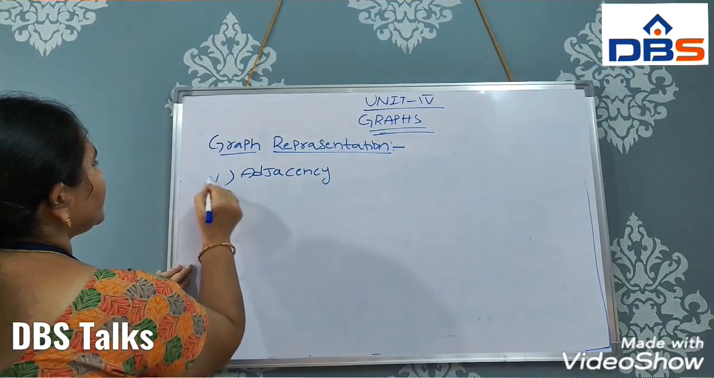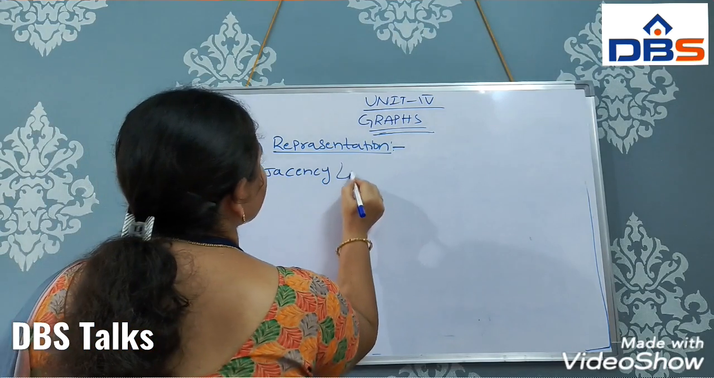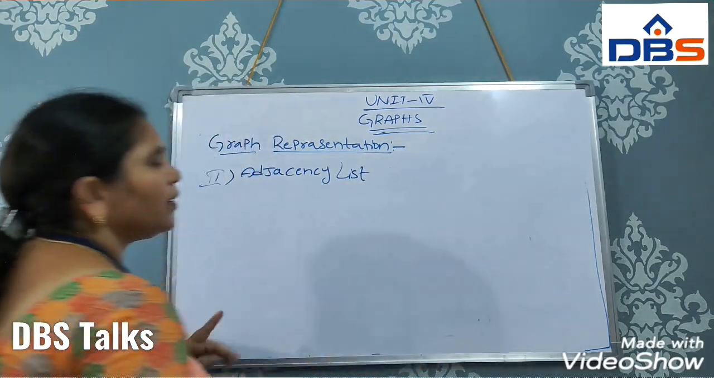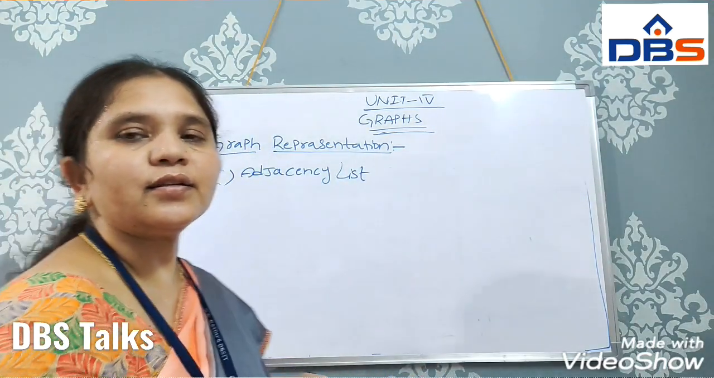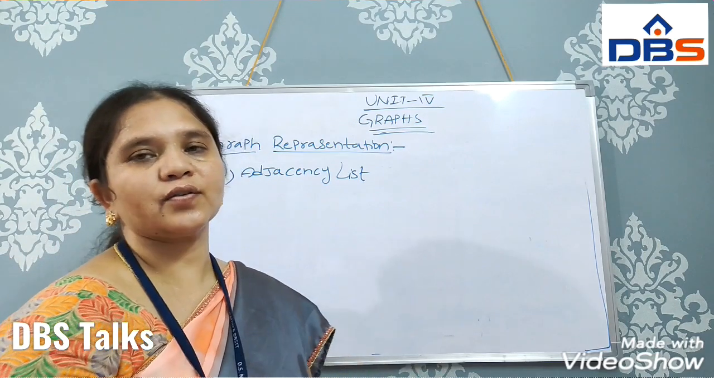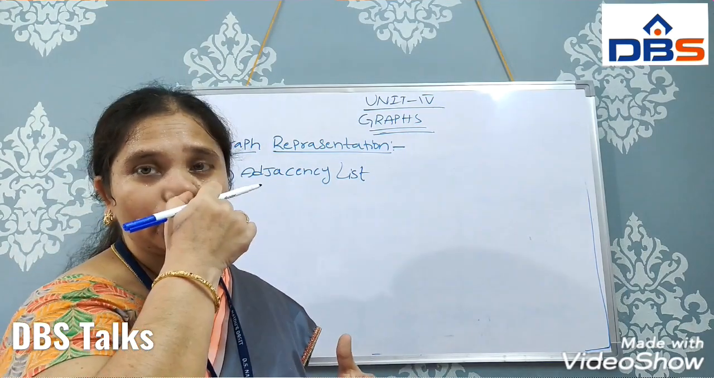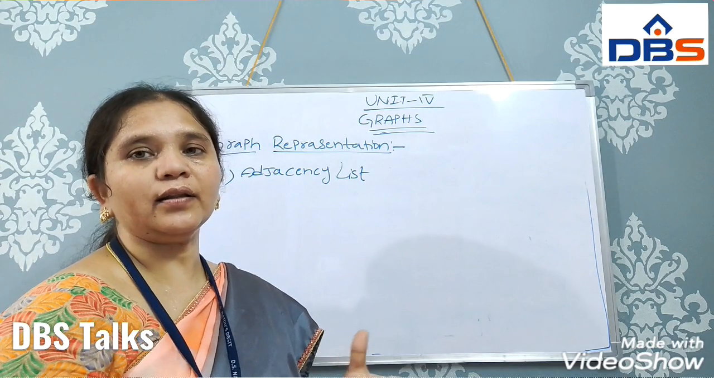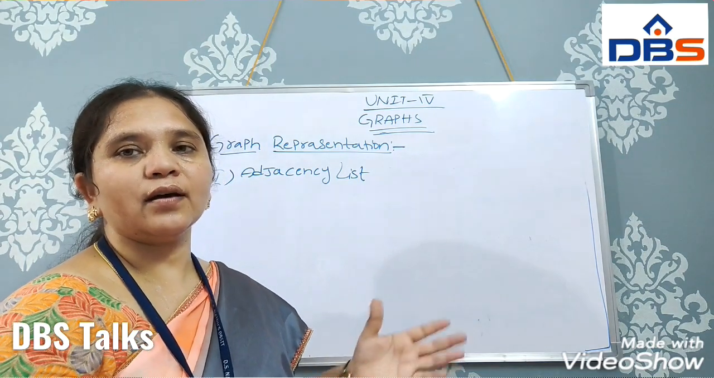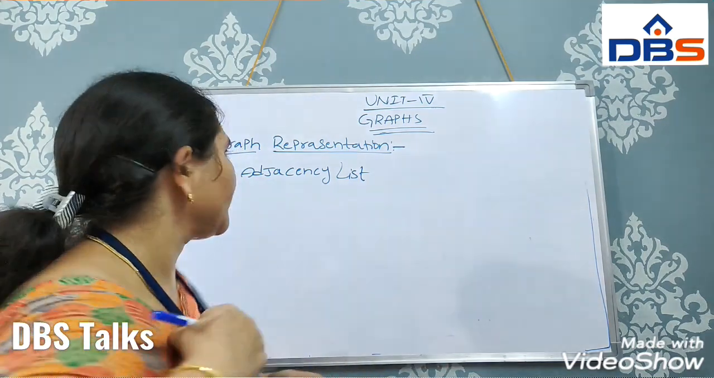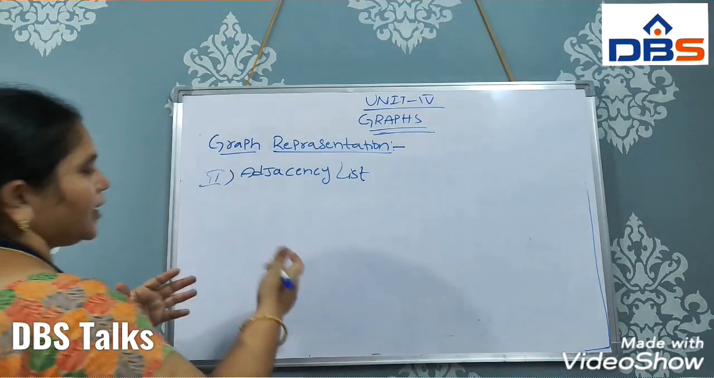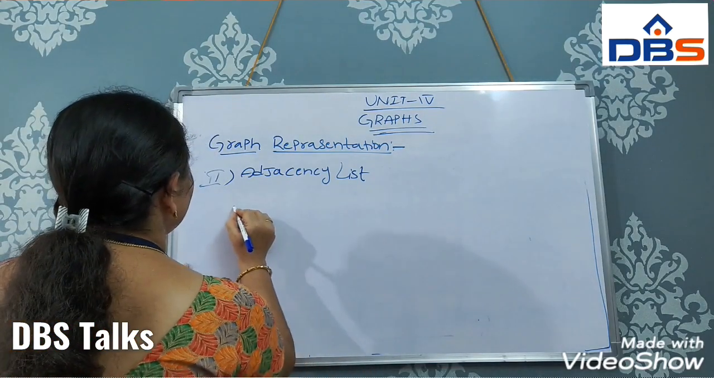The second category is adjacency list. List means what? Linked list. List follows what? Node structure. Already we learned what the node is, and what elements or fields a particular node has. So for the same graph, I will explain to you.